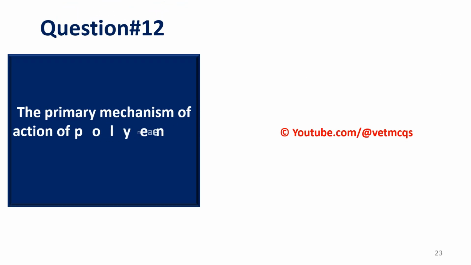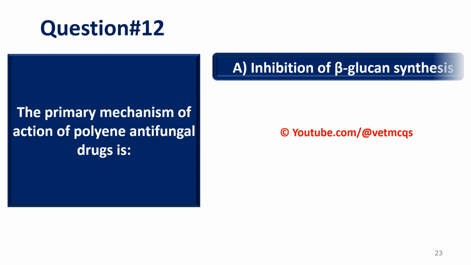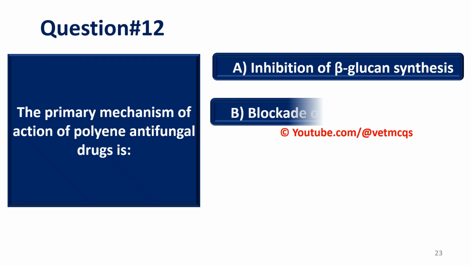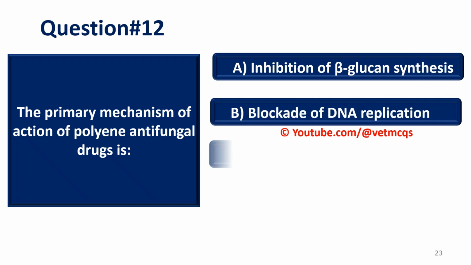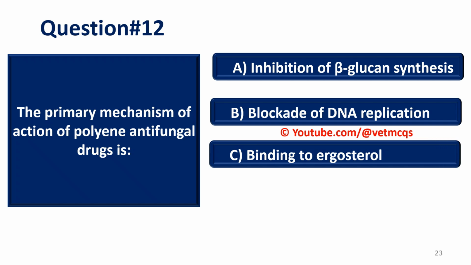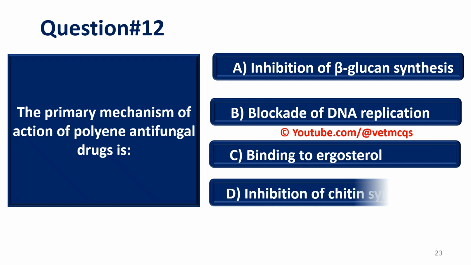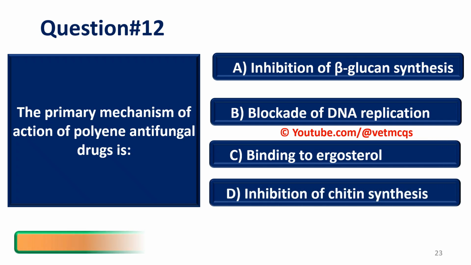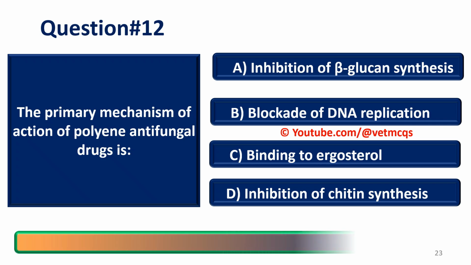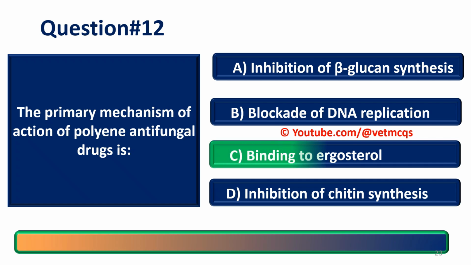The primary mechanism of action of polyene antifungal drugs is inhibition of beta-glucan synthesis, blockade of DNA replication, binding to ergosterol, inhibition of chitin synthesis. And the correct answer is option C, that is binding to ergosterol.